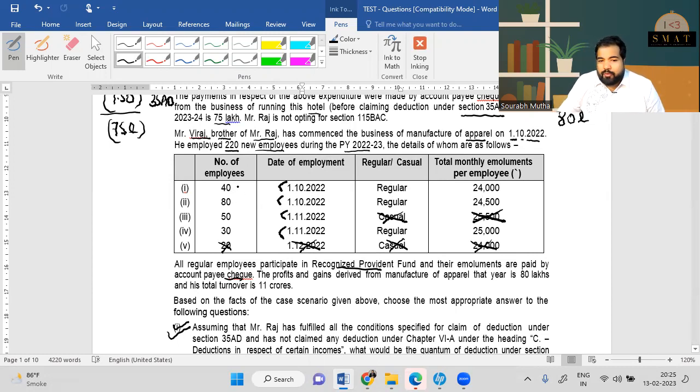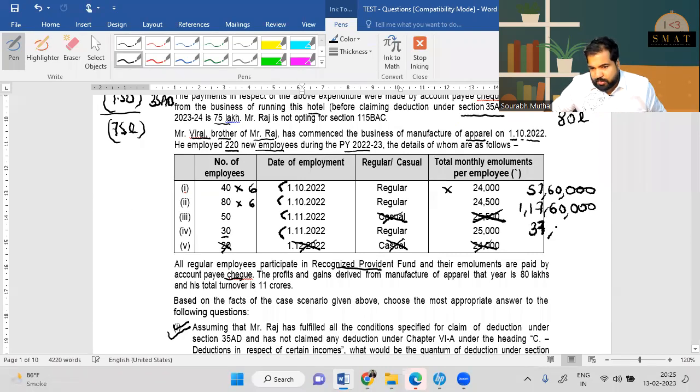So we have to multiply 40 employees into how many months? October, November, December, Jan, Feb, March, 6 months into 24,000. So 24,000 into 6 into 40 is basically 57 lakh 60,000. Next, 80 into again 6 months into 24,500. 80 into 6 into 24,500 is 1 crore 17 lakh 60,000. And next is 30. So 30 into 5 into 25,000 is okay. More than 25,000 is a problem.